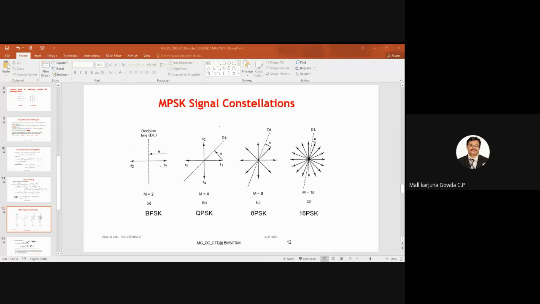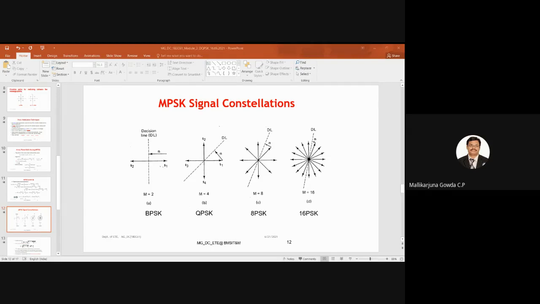So what is the phase shift in case of 8 PSK? 45 degree. Yes, 360 by 8, pi by 4. So it is 45 degree, right? When compared to QPSK, it has been reduced to half of that. In case of QPSK, 90 degree was the phase difference between one symbol and another symbol. In case of 8 PSK, it becomes 45 degree.